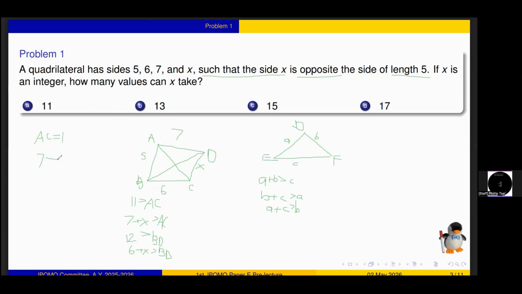Since it doesn't imply any more restrictions on x, we have to look at BD instead. So in this equation here, because this one doesn't tell us that much yet, we know that 6 plus x is greater than BD, right?